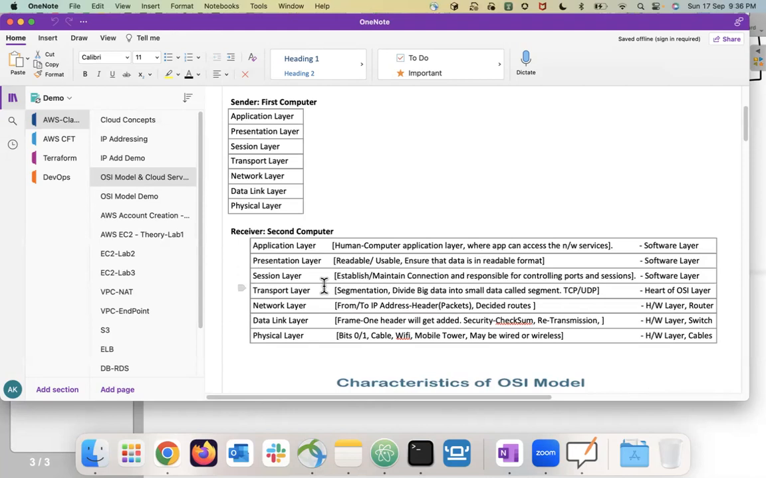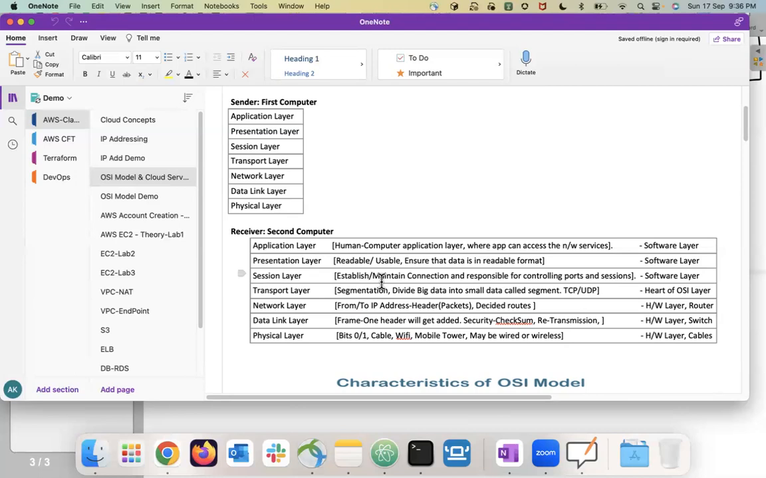Only the computer engineers who developed it know. Because if I send some data, it might get corrupted in between, but the engineers take care that it reaches you intact, in a complete and proper manner. Suppose I'm writing 'hi Dinesh'. It should reach you as 'hi Dinesh', not like 'Dinesh hi'.